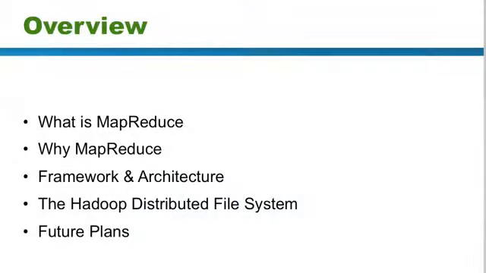So today we're going to talk about what is MapReduce, why did we choose MapReduce, the framework and the architecture around it. Then we'll talk about HDFS, which is the Hadoop distributed file system, how it breaks files up into chunks, how it operates, and then we'll talk about feature plans and what's coming along in CDH3 and CDH4.